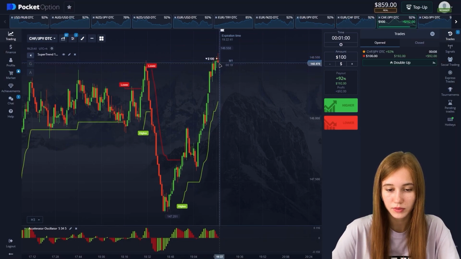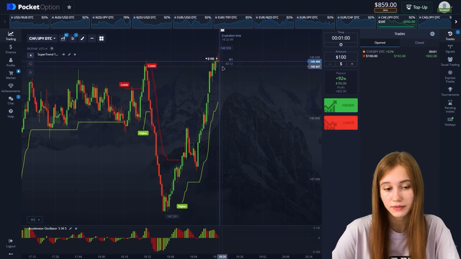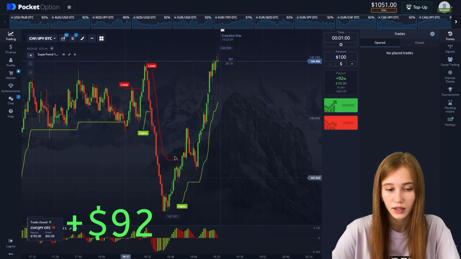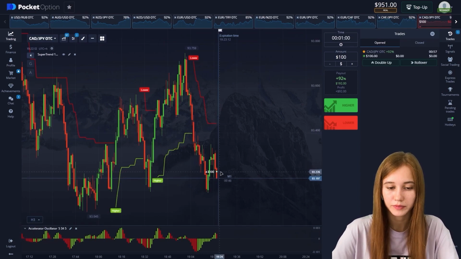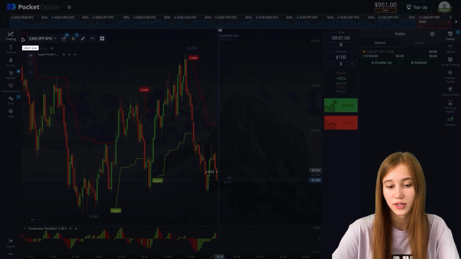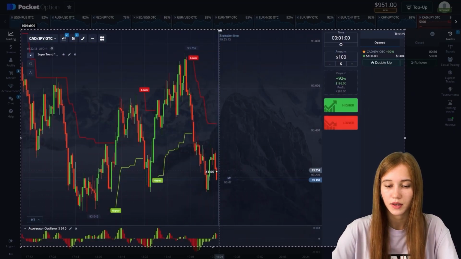10 seconds left. Some corrections we see. 3 seconds left. And plus the yield $92, good. So let's open up and let's start our technical analysis.